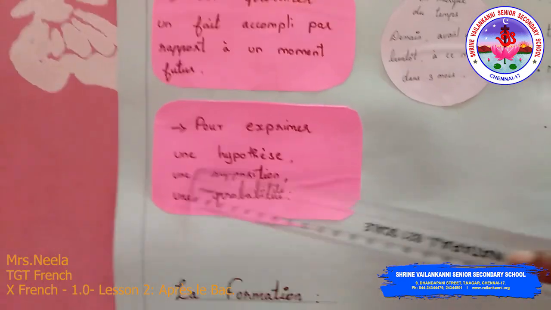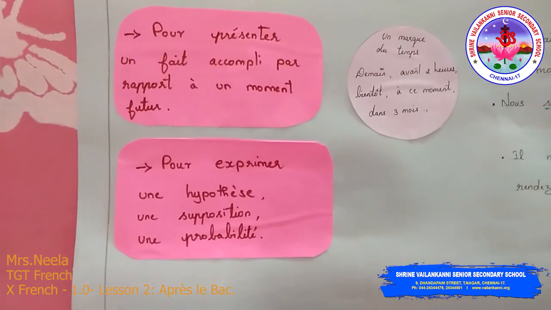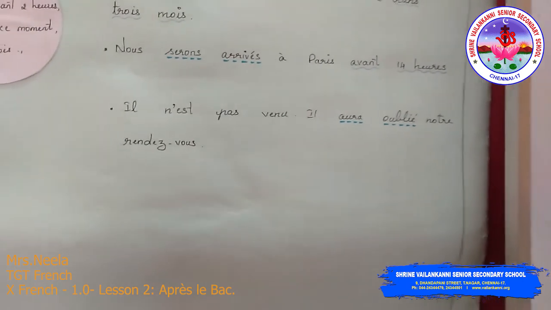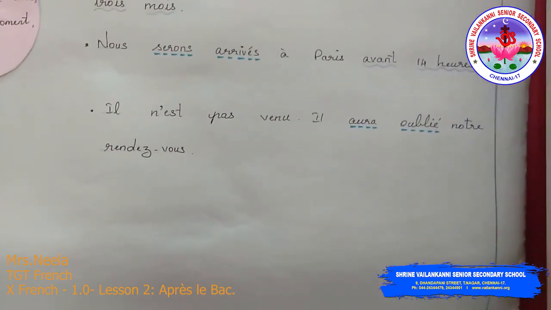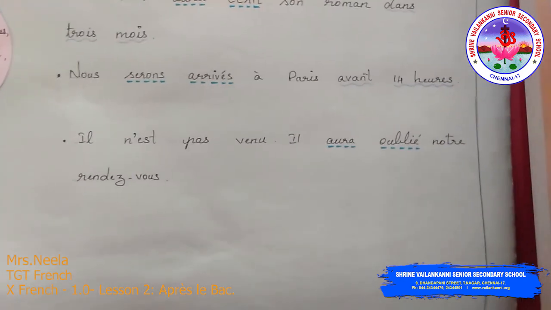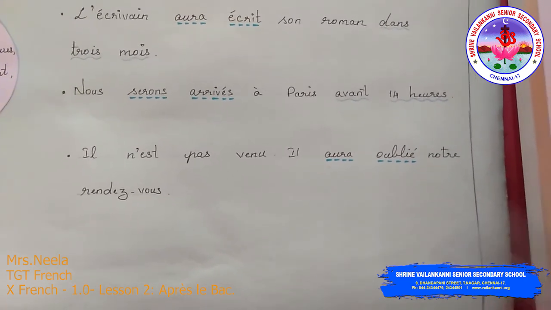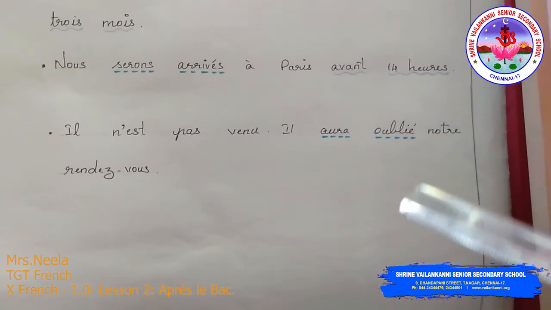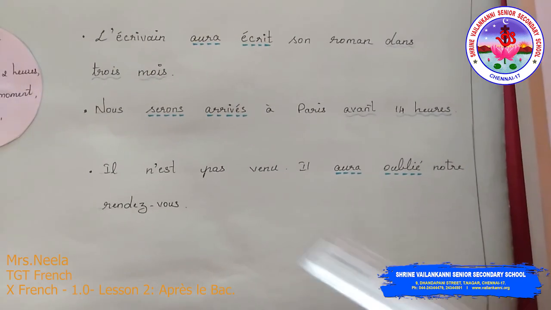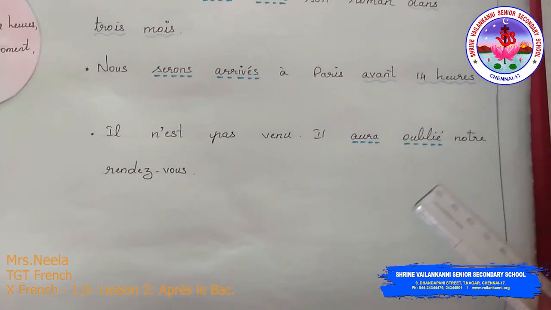Pour exprimer une hypothèse, une supposition, une probabilité. That is to express the suppositions, the predictions. You can use the futur antérieur. Il n'est pas venu. Il aura oublié notre rendez-vous. So he didn't come. He must have forgotten our appointment. So this is to express something which you are predicting, which may not be certain. You are predicting things. For that also you will be using futur antérieur.